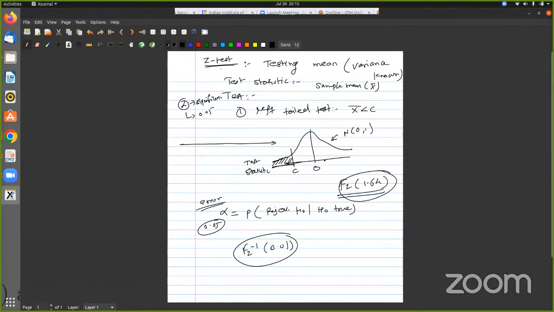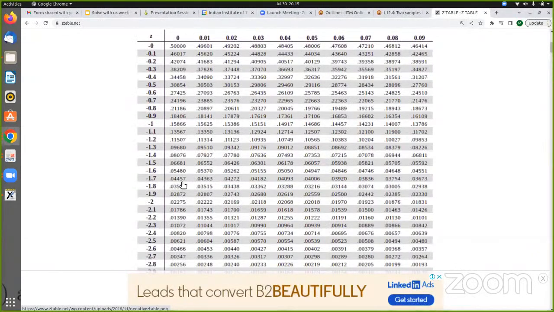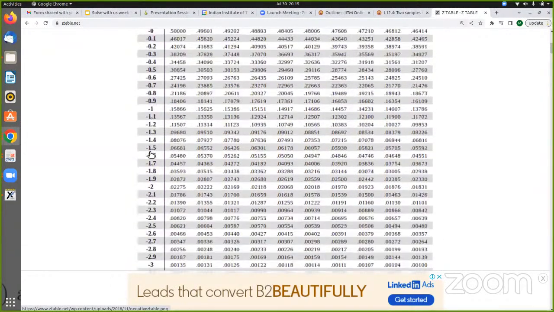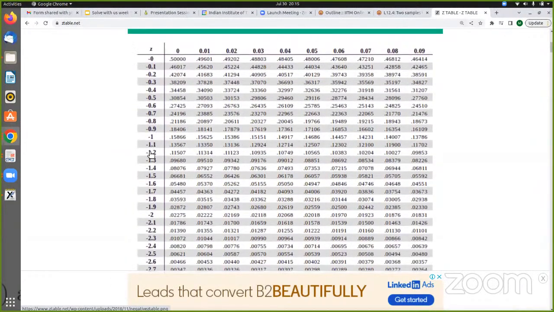Are you able to find this thing? Where will you have 1.64? I'm first checking with the value given in the question itself at the top. It's okay as a reference, but how do we find it from the table? Yes, sir, first you will have to go for the 1.6.